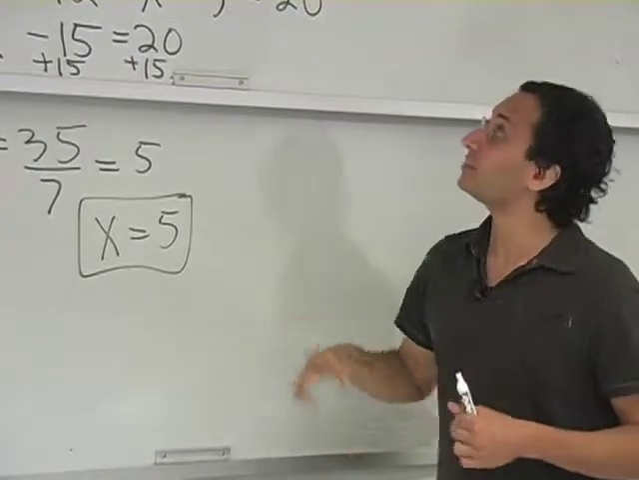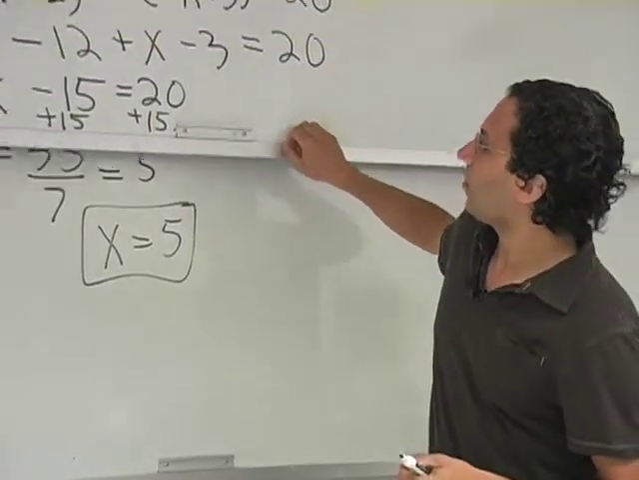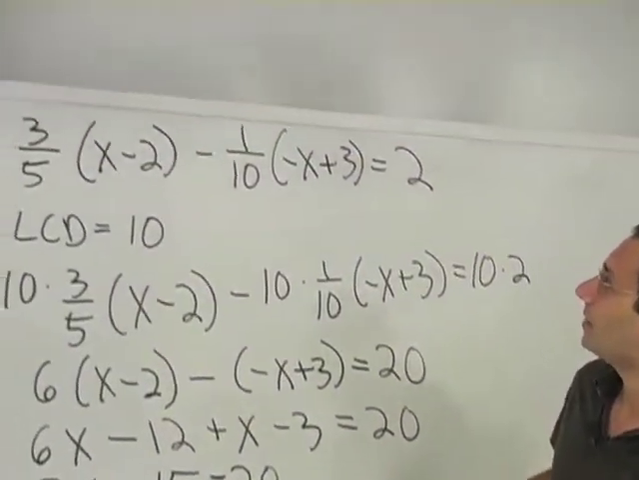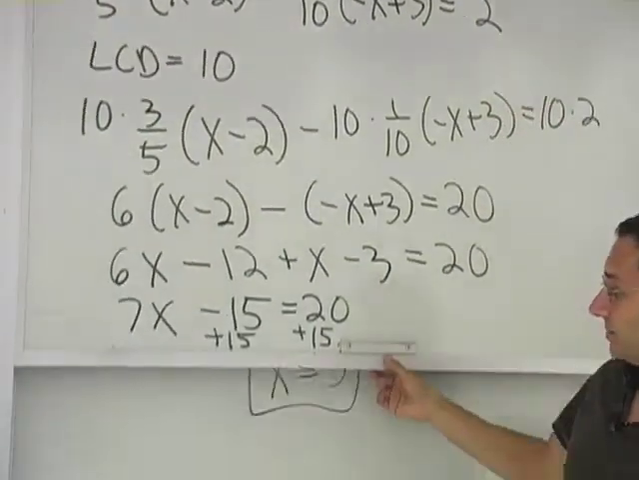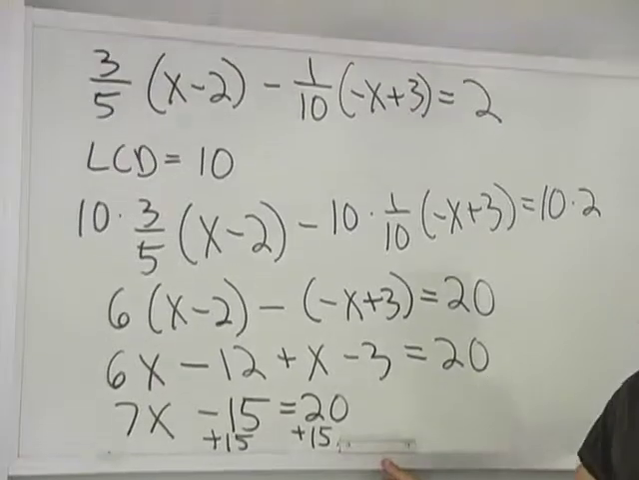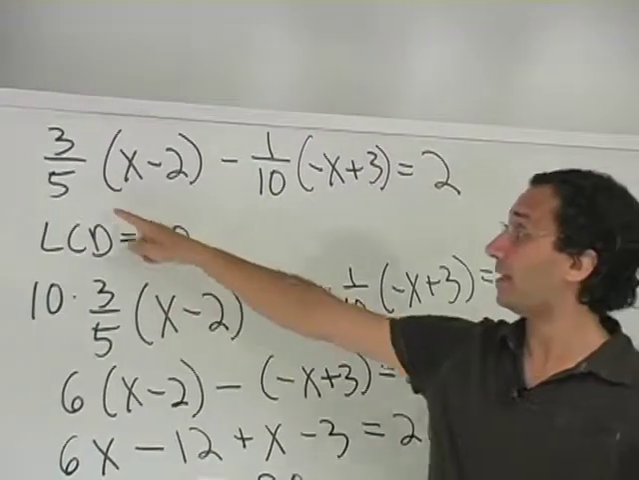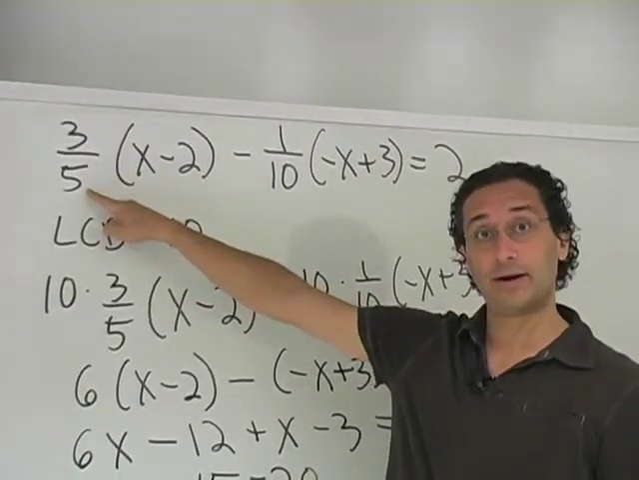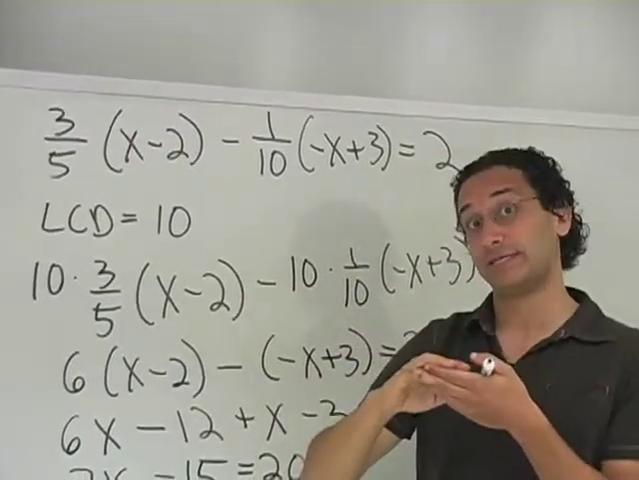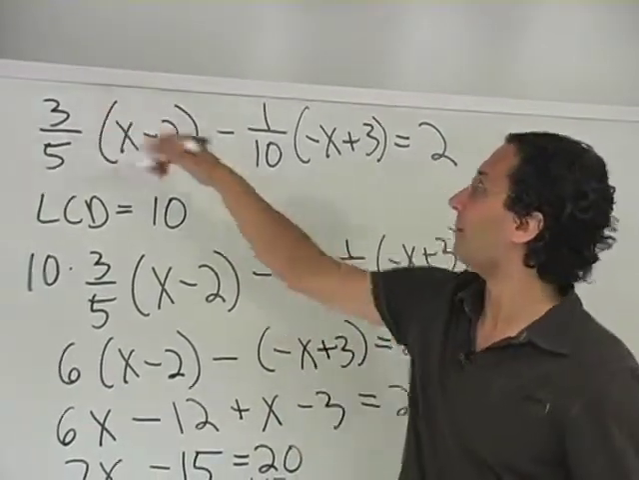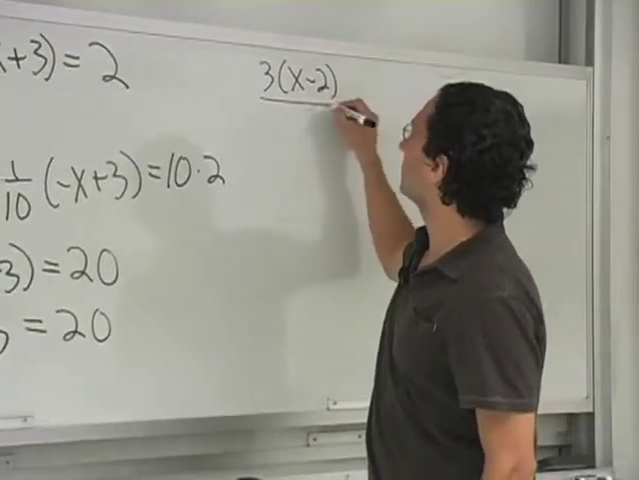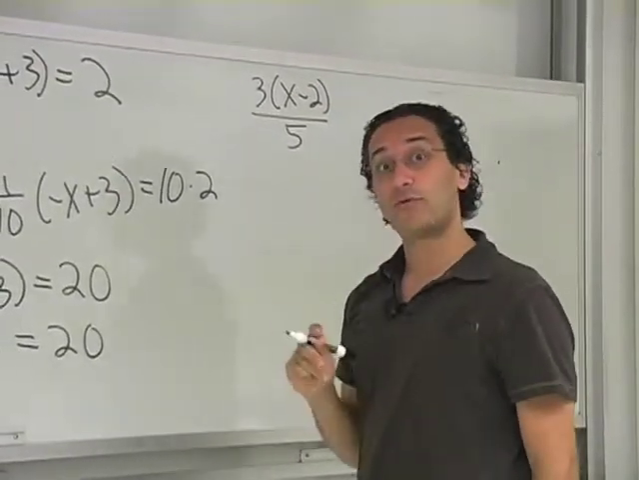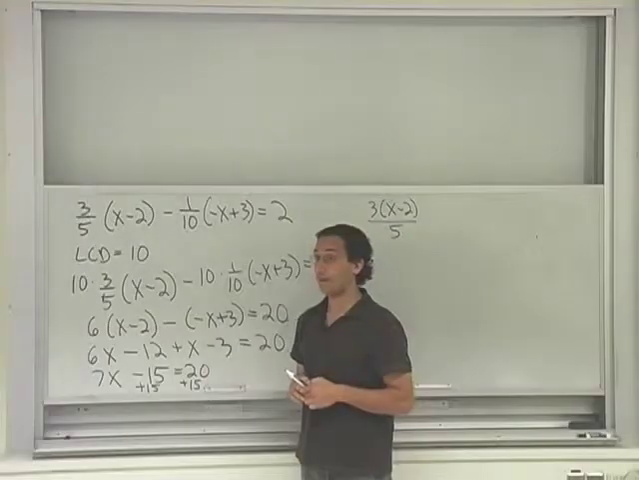If you're feeling courageous, you might want to try this problem with the alternative method, which I won't be going through, but you should still get x equals 5 as your answer. The alternative method, again, being take the least common denominator, turn this into a rational expression. So for example, the first expression would look like this. Turn each into a rational expression and solve that way.